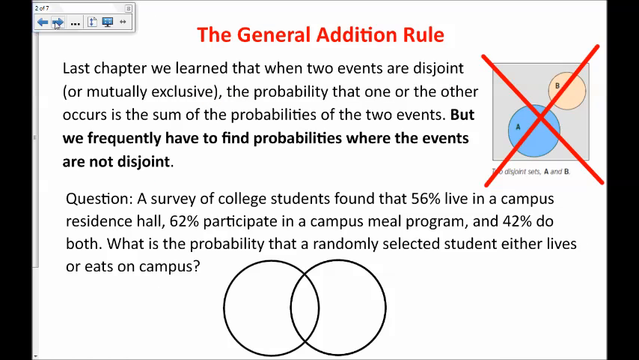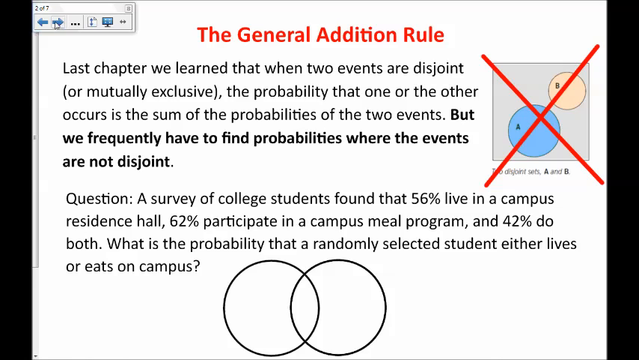First, the general addition rule. Last chapter, we learned that when two events are disjoint or mutually exclusive, the probability that one or the other occurs is the sum of the probabilities of the two events. But we frequently have to find probabilities where the events are not disjoint. And here's an example. I'll use this example to derive the general addition rule.